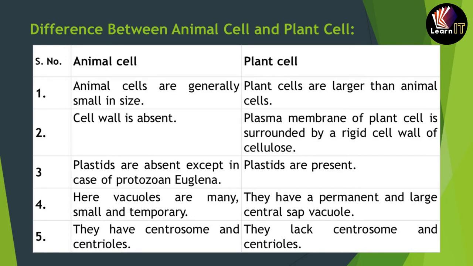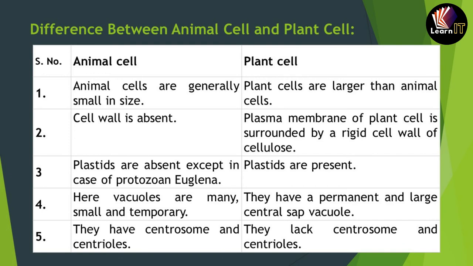How do an animal cell and a plant cell look alike? Animal cells are generally smaller in size, and plant cells are basically larger in size. In animal cells the cell wall is absent because the animal cell is flexible, and in plant cells the plasma membrane is present and is surrounded by a rigid cell wall, which makes its body very rigid. That's why it can take a lot of pressure from the surroundings and the cell will not burst.